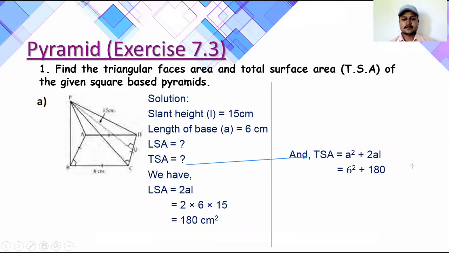2 into 6 into 15, 180. Otherwise, if we have already calculated lateral surface area here, no need to calculate it again. Here we can put the value directly. And 6 square is 36. 36 plus 180, 216. 216 square centimeter. This is our required answer.